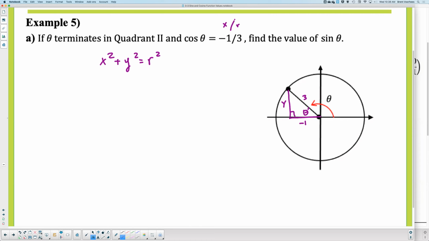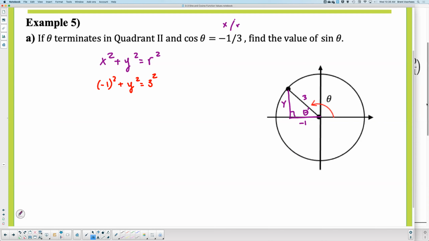Perfect. That's going to be our formula here. It's the Pythagorean theorem. What is our X value? Negative 1. We don't know Y. We do know R. R is 3. I'm putting this in parentheses in case you use a calculator, which you shouldn't on this one. But if you were, you need to use parentheses around a negative number being squared.